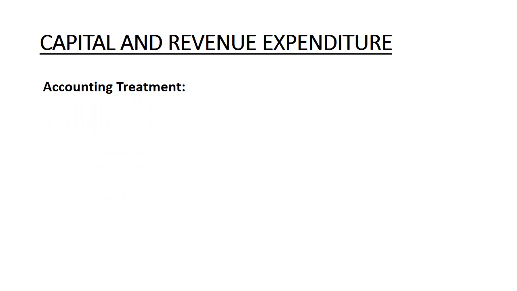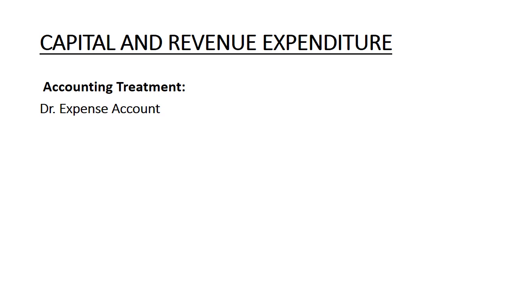So the accounting treatment of revenue expenditure is you debit the expense account. Remember when we were starting accounts, when we were learning about double entry, we have always been doing the same thing. Expenditure, we debit. But now we are understanding that we just don't debit any expenditure. We debit revenue expenditure. Of course, we used to call them expenses by then. So we debit revenue expenditure.